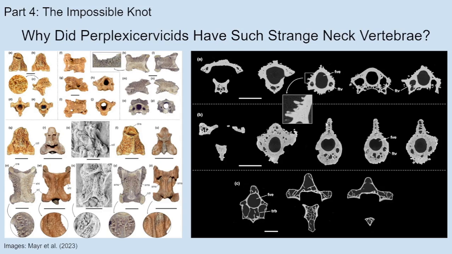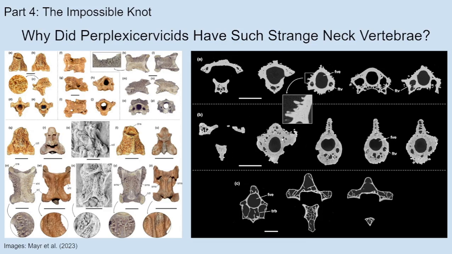A big one is that the bone walls of Perplexicervix and its kin are incredibly thick. Look at how thin they are in a modern, living bird, a normal bird vertebra. They are basically paper thin, like a lot of bird bones are in a normal neck vertebra for a bird. But in Perplexicervix, these bones are really thick.